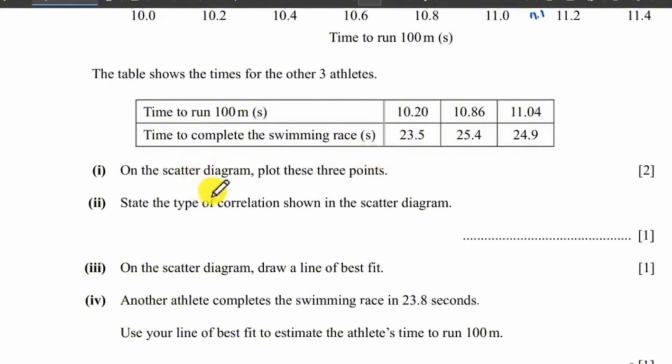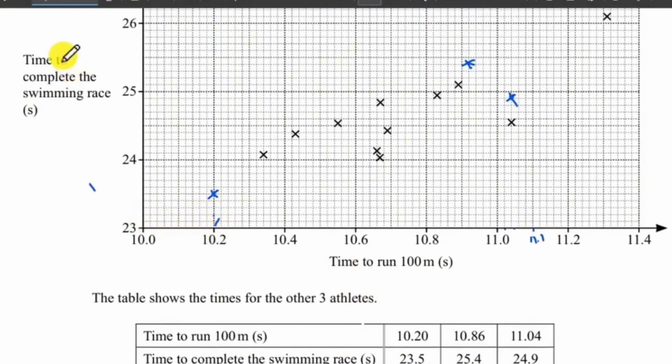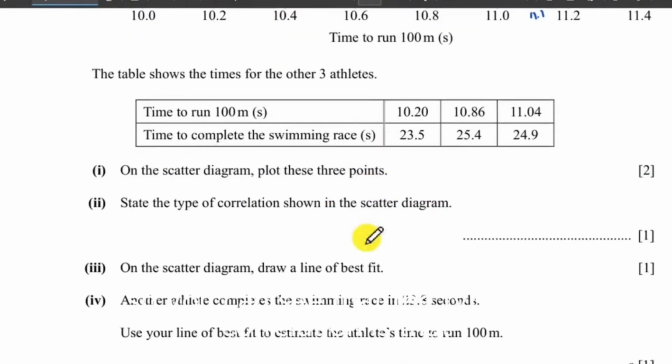State the type of correlation shown in the scatter diagram. You can see that as the time to complete the swimming race increases, the time to run also increases. So the more time taken to complete the swimming race, the more time taken to complete the run. So you can say that the type of correlation is positive. As one is increasing, the other one is also increasing. So that's positive.